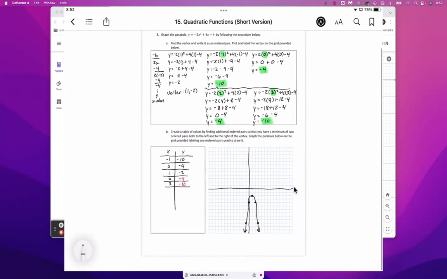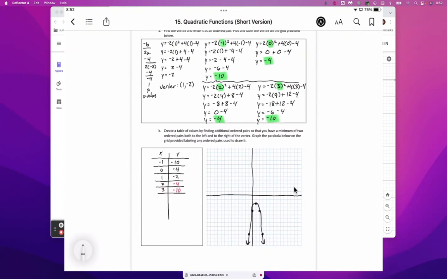Again, number 3 was a lot of work, just like number 2 was. Not super difficult, just time consuming.